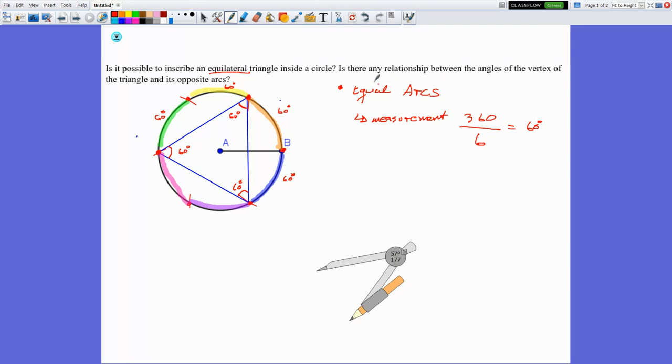So this also answers the question, is there any relationship between the angles of the vertex of the triangle and its opposite arcs? And that relationship was that the angles are inscribed angles intersecting arcs of 120. Therefore, all angles must be half of it. Therefore, all angles must be 60 degrees. So this is just a very nice construction. This is a construction that we use to show that we have an equilateral triangle inscribed, which means inside of a circle.